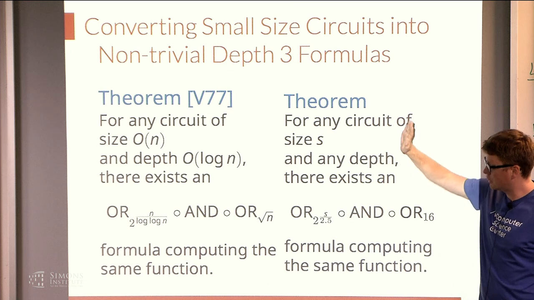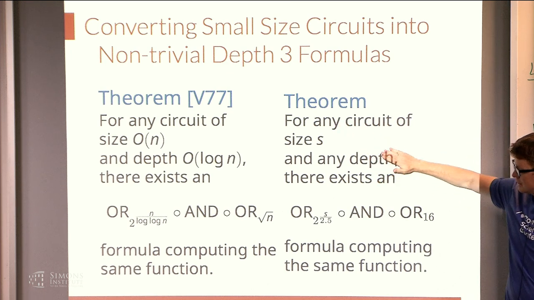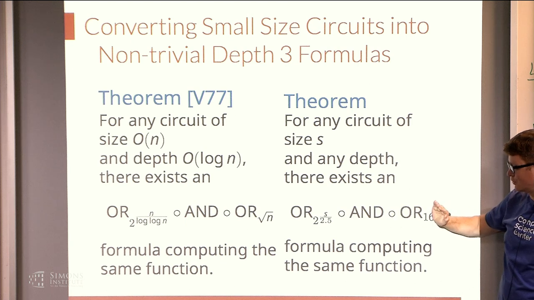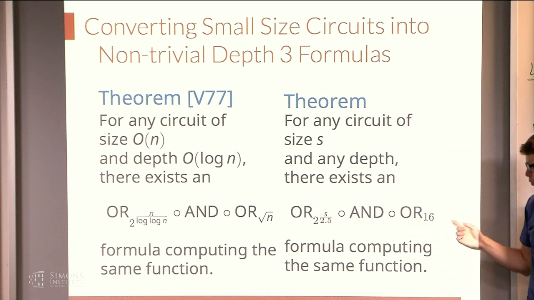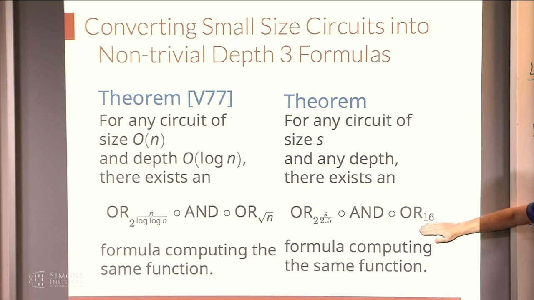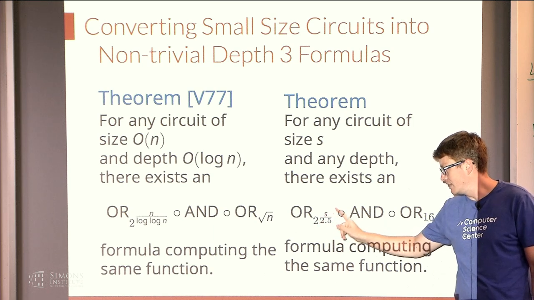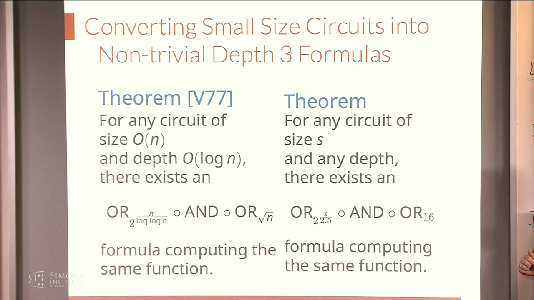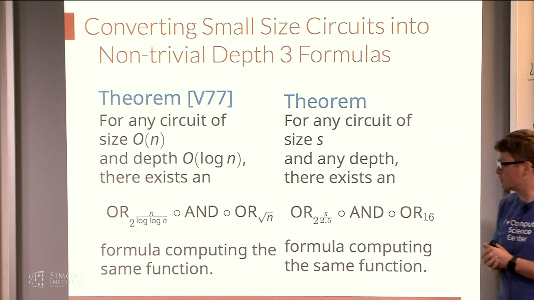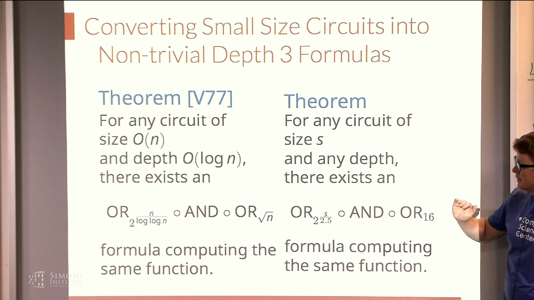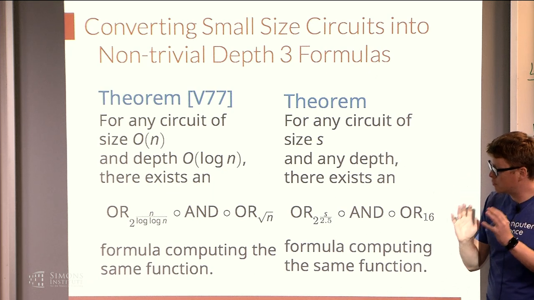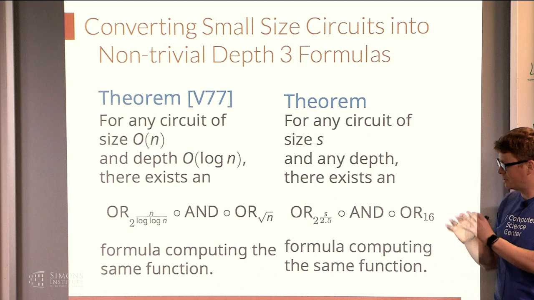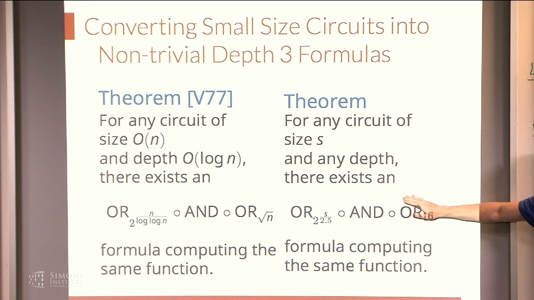Okay, so what we can show as a counterpart is the following. So if you have a circuit of size S, and no matter what is the depth of this circuit, we can transform it into a depth 3 formula with the following parameters. Here we have a constant, which is not at all important at this point. And here we have size 2 to the S divided by 2.5. Okay, so this is like a nice counterpart which does not give any new lower bounds. But still, it is interesting whether it holds in general, whether we can transform any small enough circuit into some non-trivial depth 3 formula.